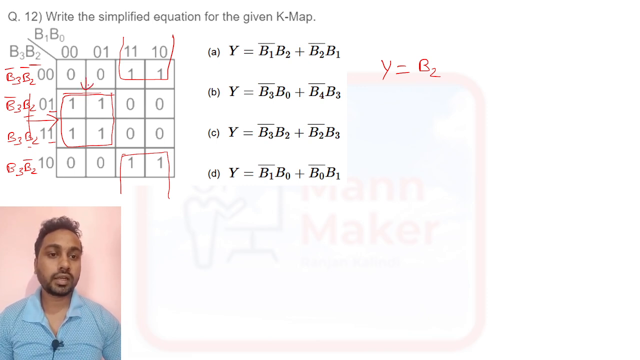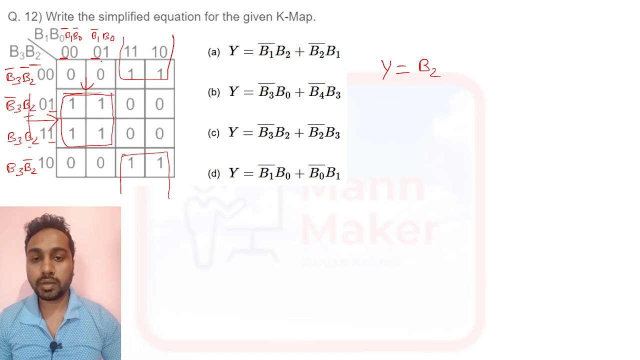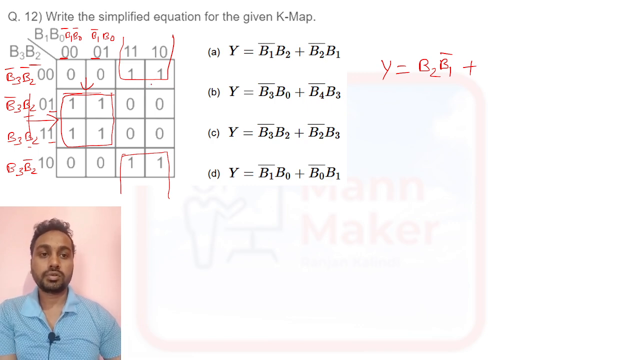So from here you can see 1 1, that is B2 is common in both, so we can write here B2. Now from this side, the common thing is 0. 0 means B1, B0 bar bar, then B1, B0, 0 means here bar. So B1 bar is common, so we will write here B1 bar. Now plus. Now we come to this quad.